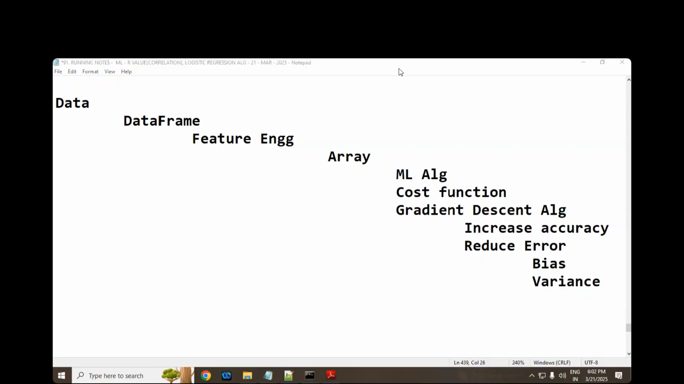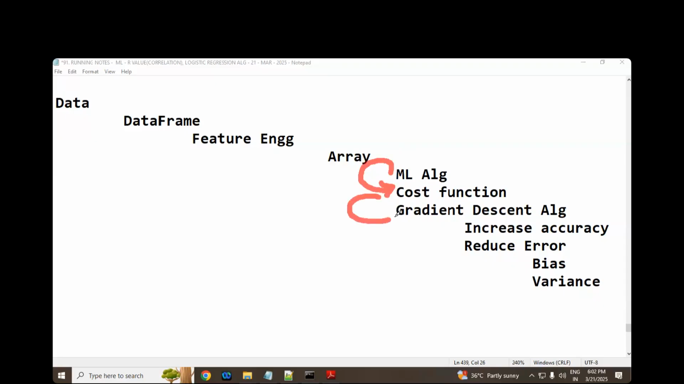The moment you call the fit method, model dot what method actually? Fit method. The process behind it is a hidden process. But in the backend, the machine learning algorithm is calling one more topic. The topic name is the cost function. Again, the cost function will call the gradient descent algorithm.